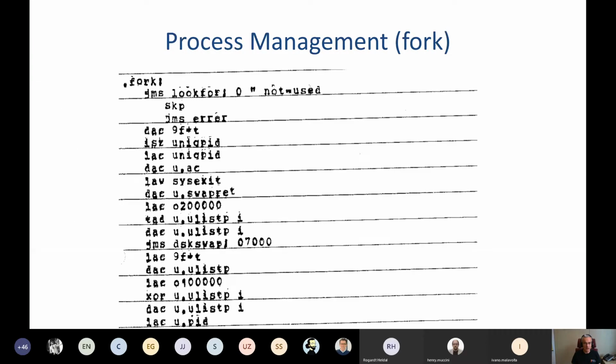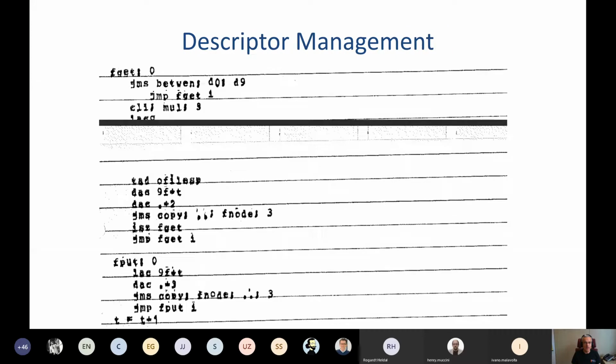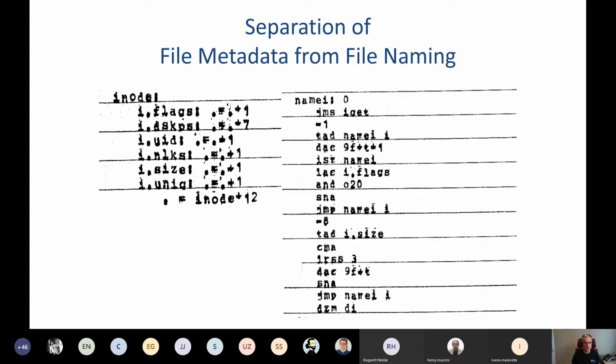We have process management with a fork system call. Descriptor management, here you see calls to get a descriptor and put a descriptor back to make it available. This is used to allocate them for reading and writing. We have separation of file metadata from file naming through the inode abstraction, which is still with us today, and still some other systems do not support this and do not, for example, allow us to rename a file while this file is being used.